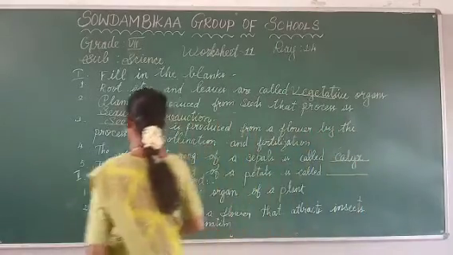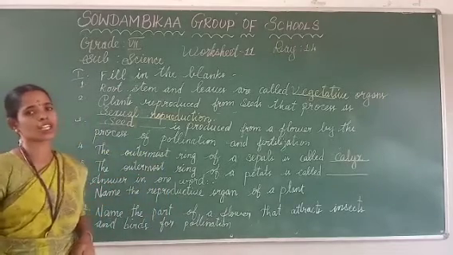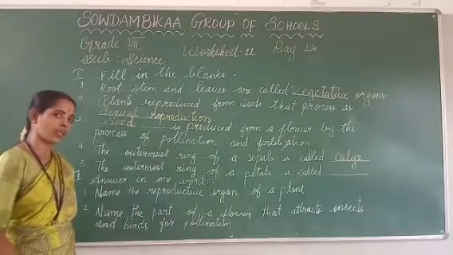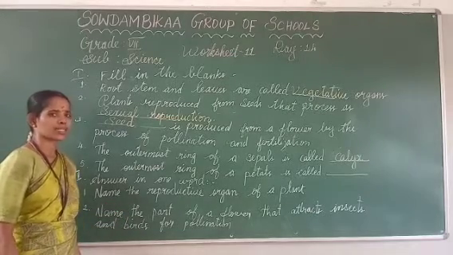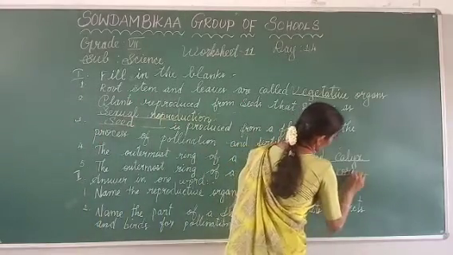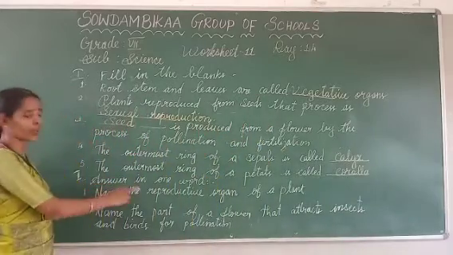Calyx. The fifth question is, the ring of petals is called. First one we have seen, the sepals. Here the petals. Petals is called corolla. Yes, good. Corolla. The second Roman number is answering in one word.